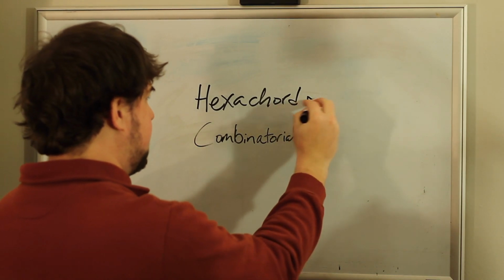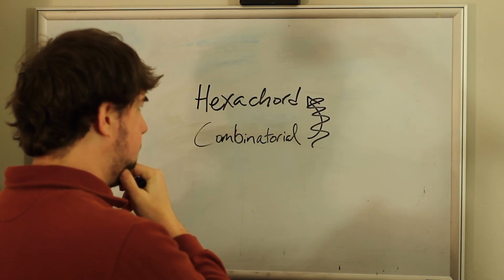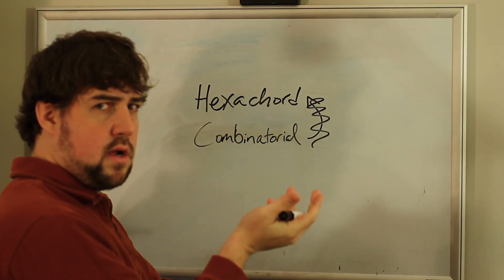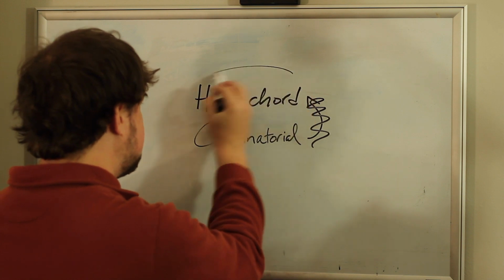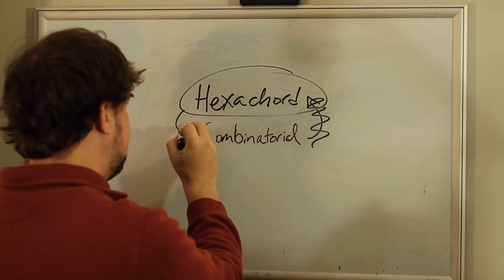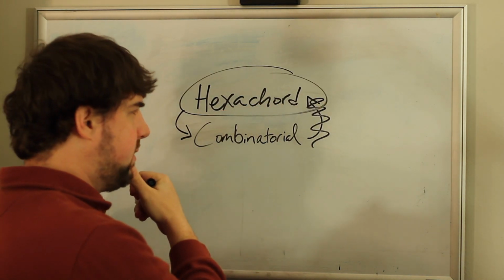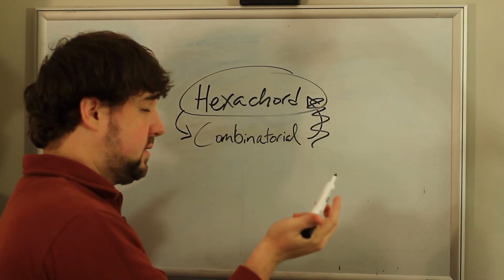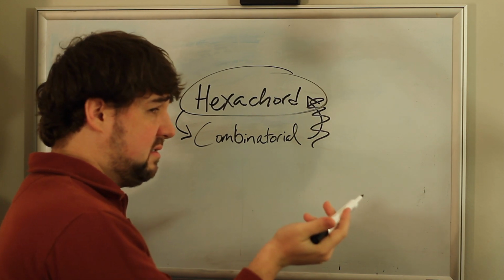Okay, wait, so what's a predicate nominative? Combinatorial doesn't actually modify hexachord because it's hexachordal combinatoriality. So hexachord actually tells me what type of combinatoriality it is. Subjunctive? I've never even heard that word. And combinatorial is a noun?